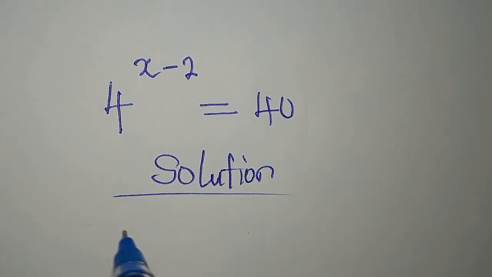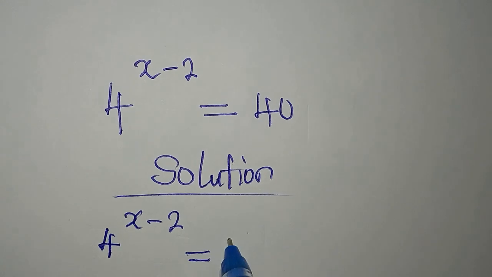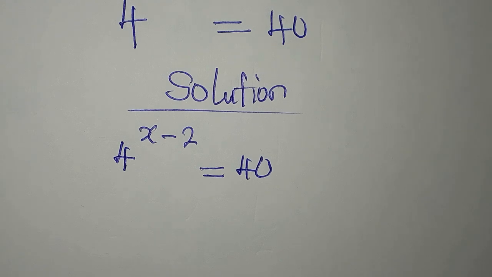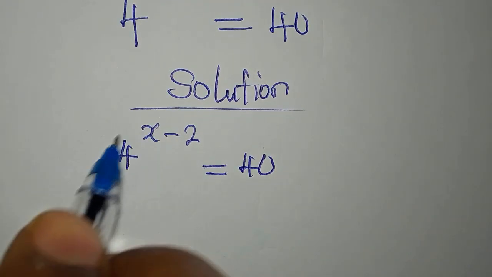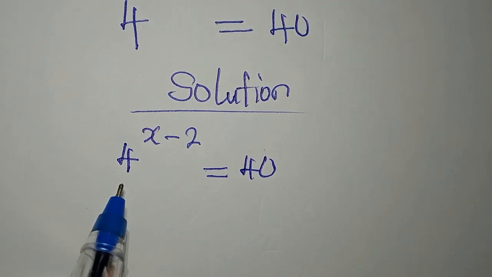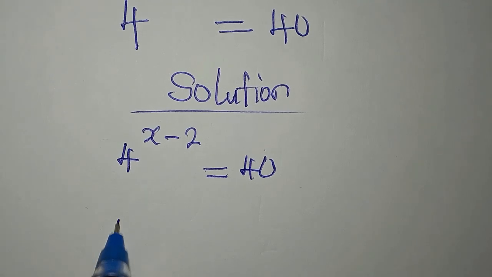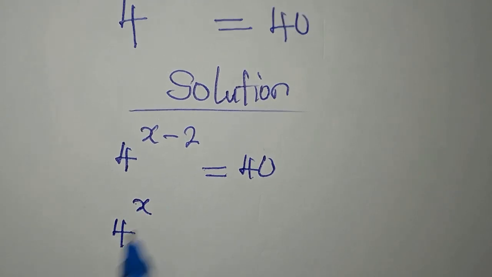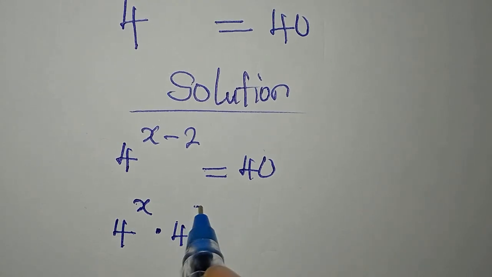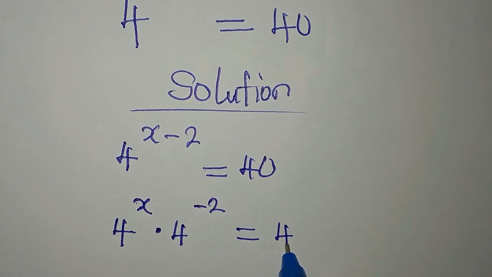Let's look at this problem. Equals 40. We cannot express 40 in this form, right? But one thing you should know is that the left hand side here is the same thing as 4 to the power of x multiplied by 4 to the power of -2, and this is equal to 40, right?